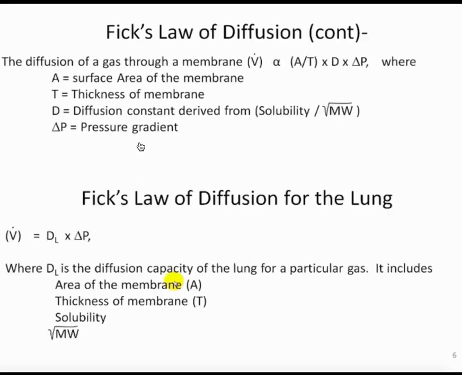So what this means then is kind of understanding Fick's law of diffusion. So the diffusion of a gas through a membrane, and this is Fick's law, this is diffusion, V dot is proportional to area over thickness times D, which is the diffusion constant derived from solubility over molecular weight, times delta P. And again, delta P is the pressure gradient.